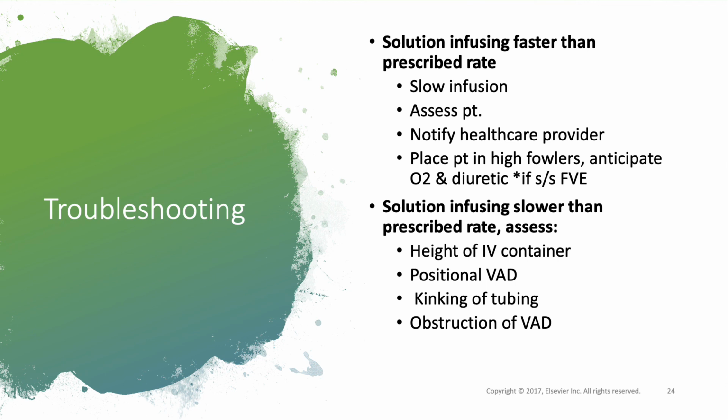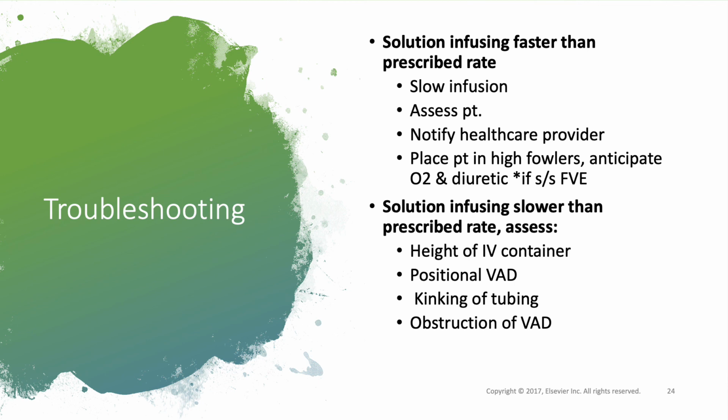I should change the order of this, but you also want to do some easy things that you could do without an order, which is put the patient in a high Fowler's position. This will allow the patient to have maximum lung expansion. Anticipate an order for oxygen if the patient is in fluid volume excess, and a diuretic. And then notify the healthcare provider. We always want to do a quick assessment before we notify the healthcare provider, so that we would have some information to give to them.